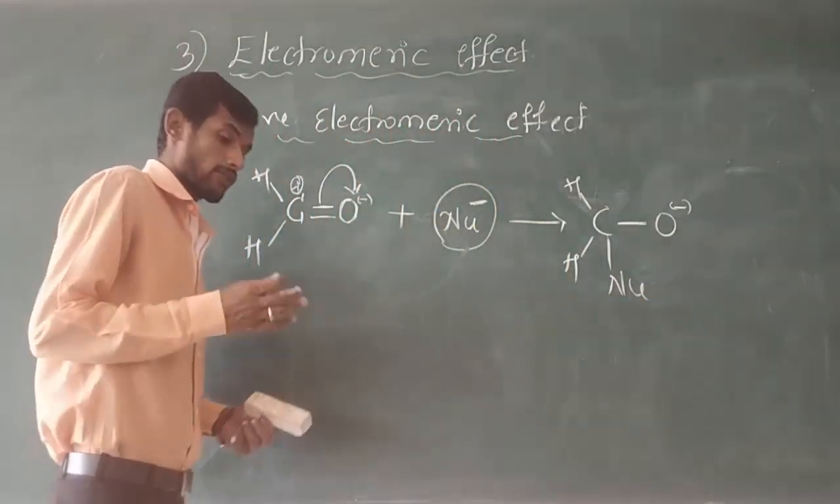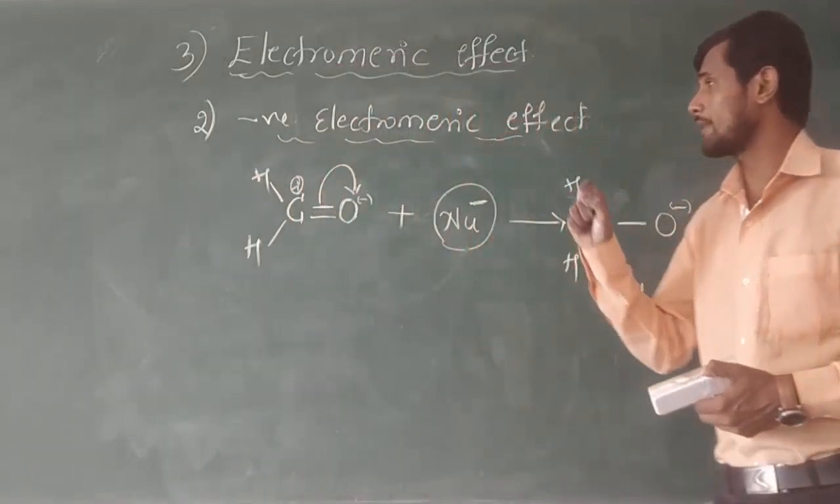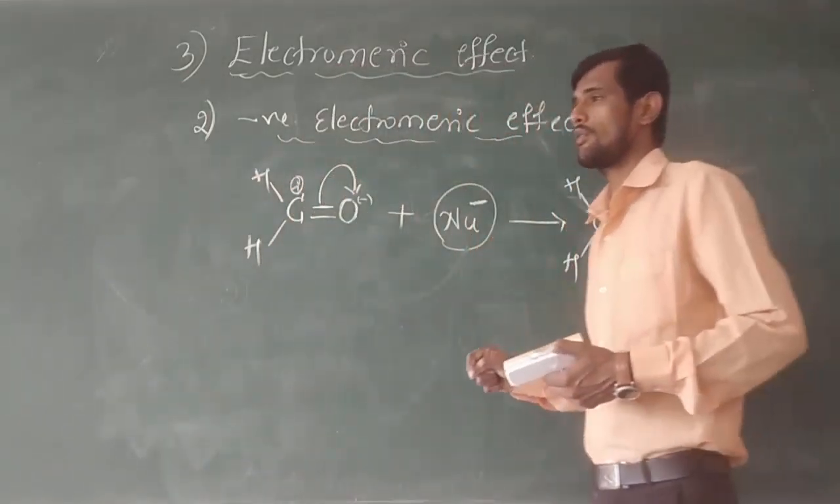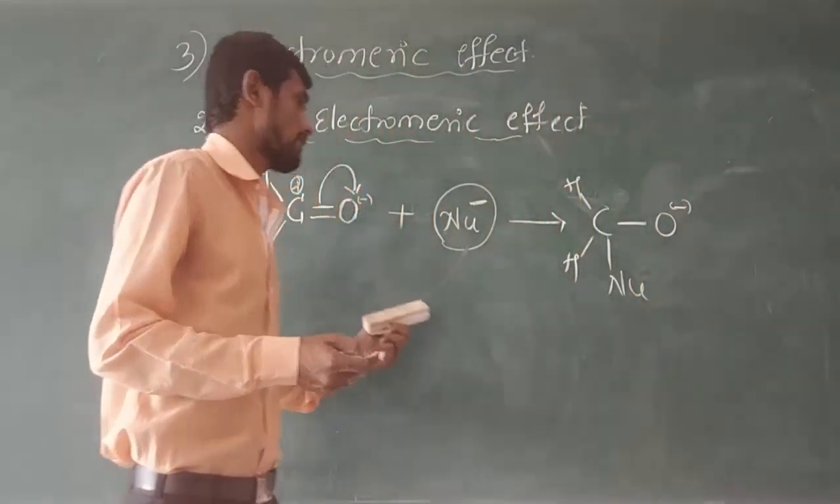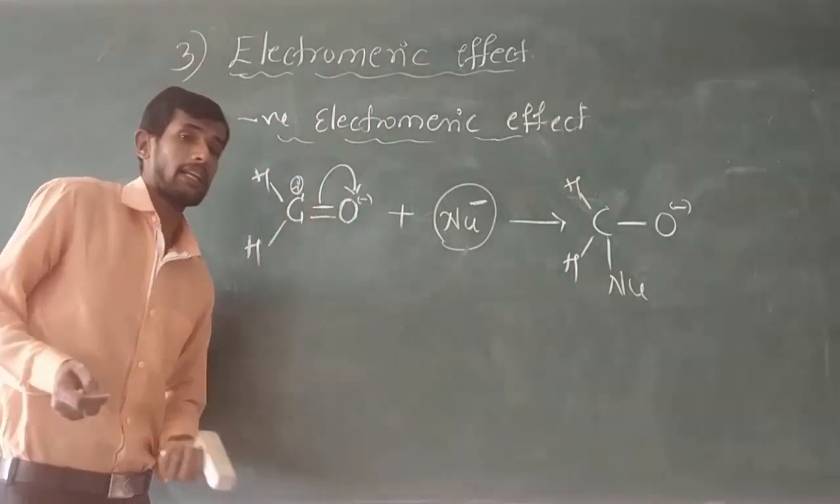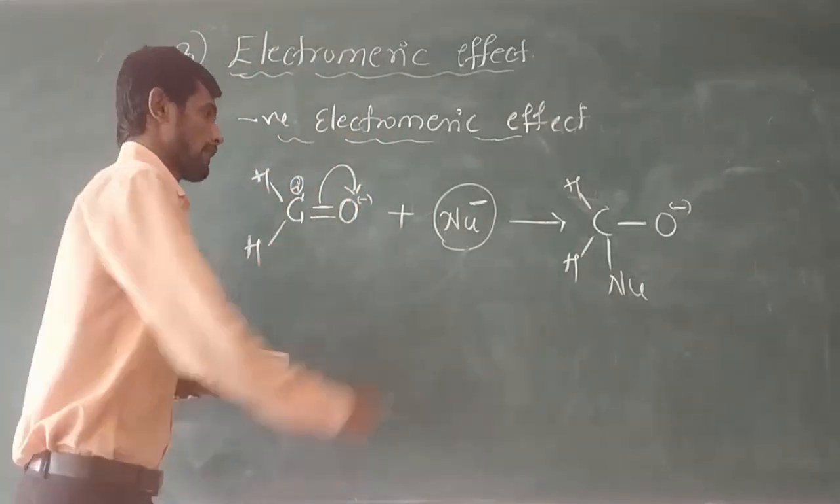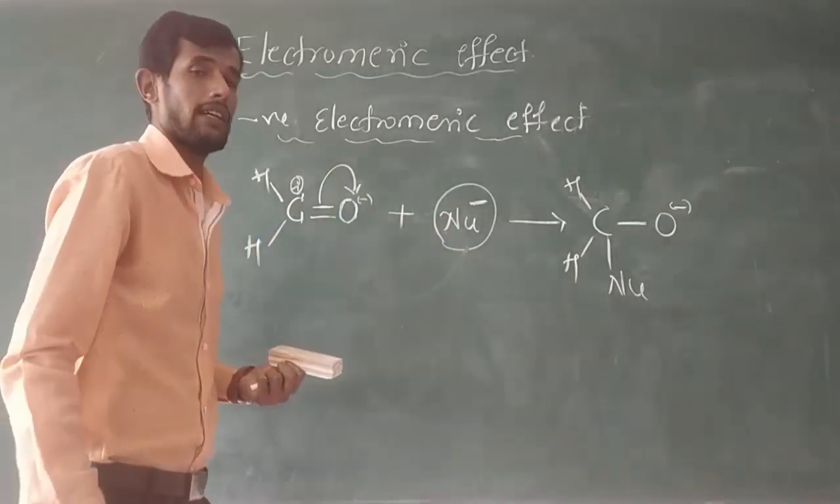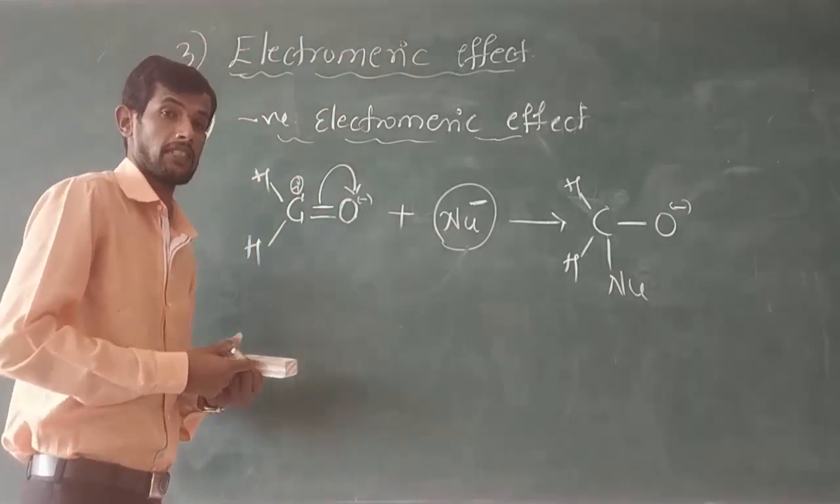Yes, students, observe that in the presence of the positive electromagnetic effect, the displacement of electrons takes place towards the attacking reagent. But in the presence of the negative electromagnetic effect, the displacement of electrons takes place away from the attacking reagent. This is a temporary effect.